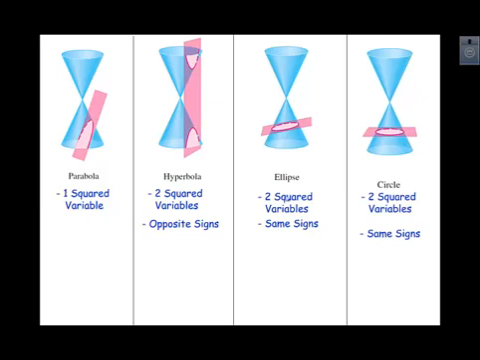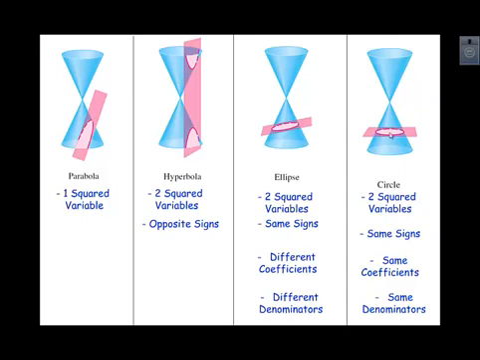So right now, the circle and the ellipse are practically identical. How can we tell the difference between an ellipse and a circle? Well, an ellipse is going to have different coefficients or different denominators, or maybe both. And then a circle will be the same. Hopefully from last time, I talked about a radius. A radius of a circle is the same in all directions. So just think the radius is the same for a circle, so same over here.